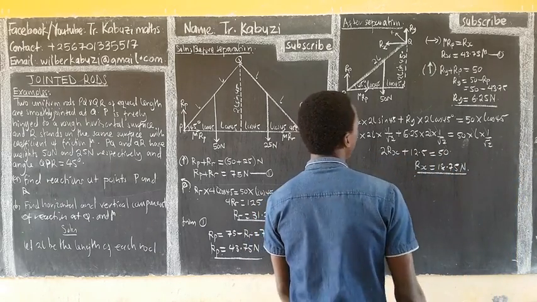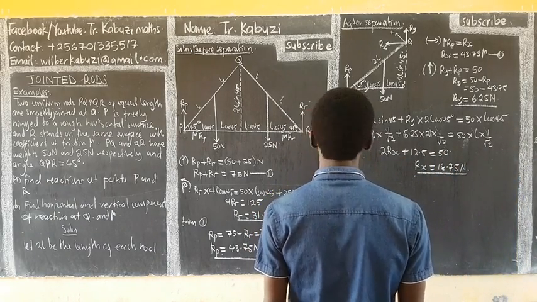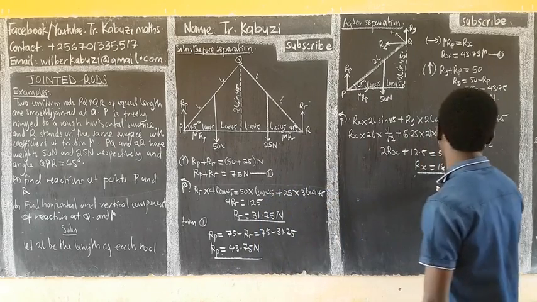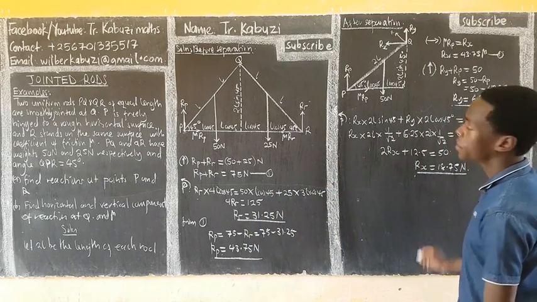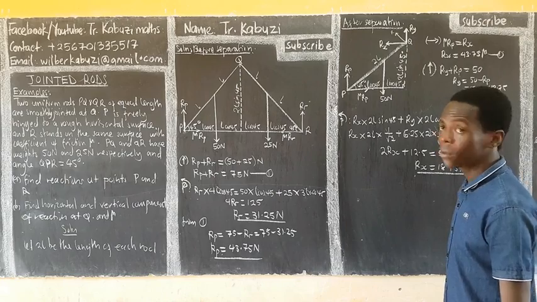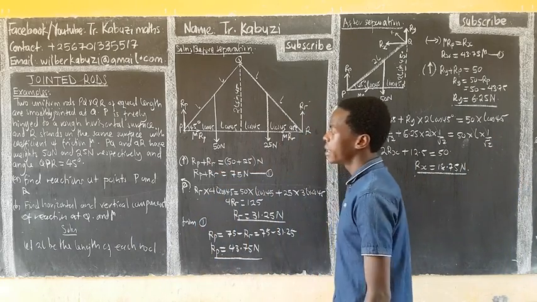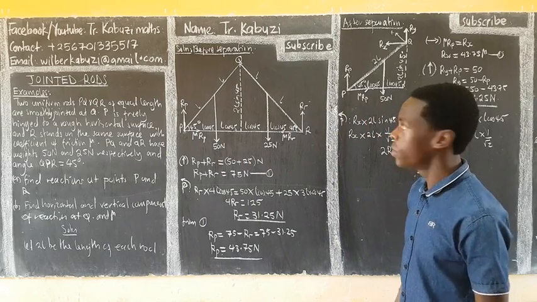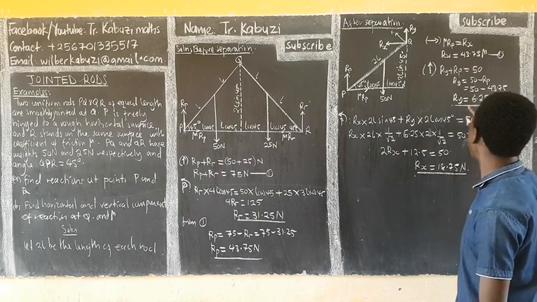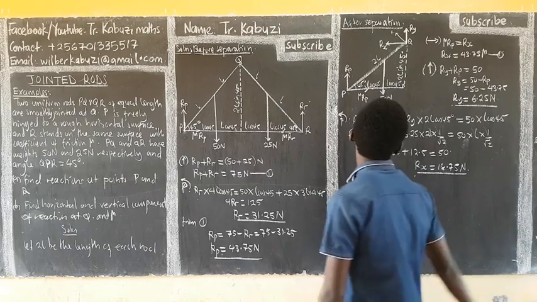If they want us to get the reaction at the hinge, then we will get the square root of the square of this plus the square of that. That's if that was the question. I just wanted to find the horizontal and the vertical components of reaction at Q. This is the horizontal, this is the vertical.